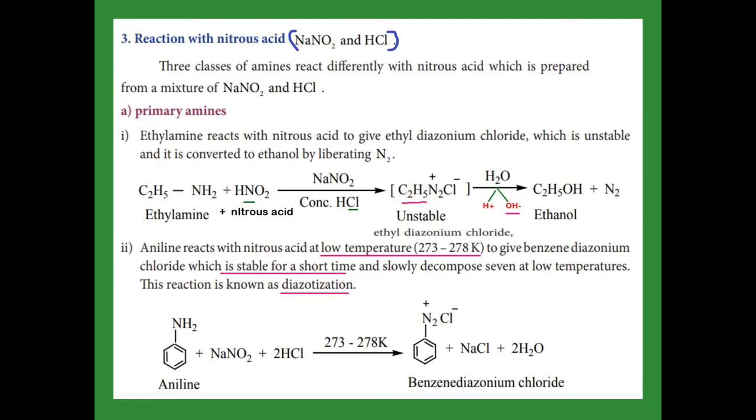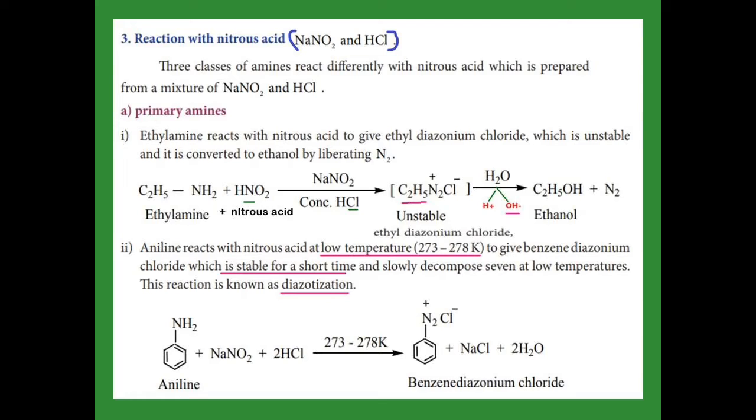Now the green color underlined nitrogen and then chlorine, it attaches with C2H5, we get C2H5N2Cl, that is ethyl diazonium chloride. It is unstable. Once again it reacts with water. How does it split? H plus and OH minus. The OH minus is attached with the C2H5, we get ethanol, and then the remaining H plus reacts with the Cl, we get HCl, and N2 is liberated as nitrogen gas. So when ethylamine reacts with nitrous acid, we get ethanol as a product.